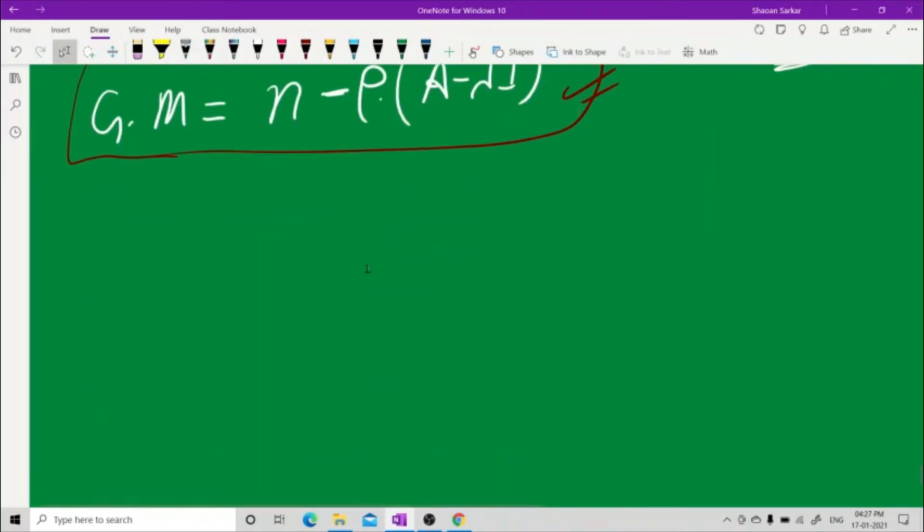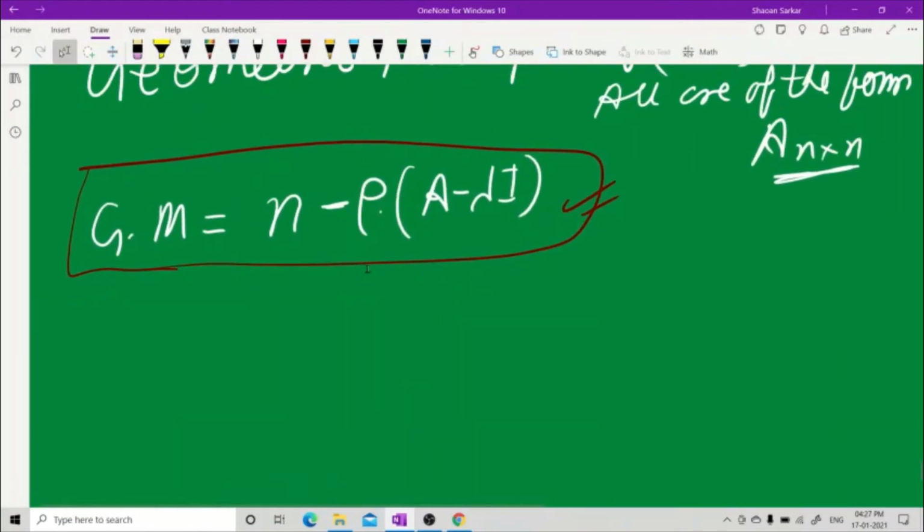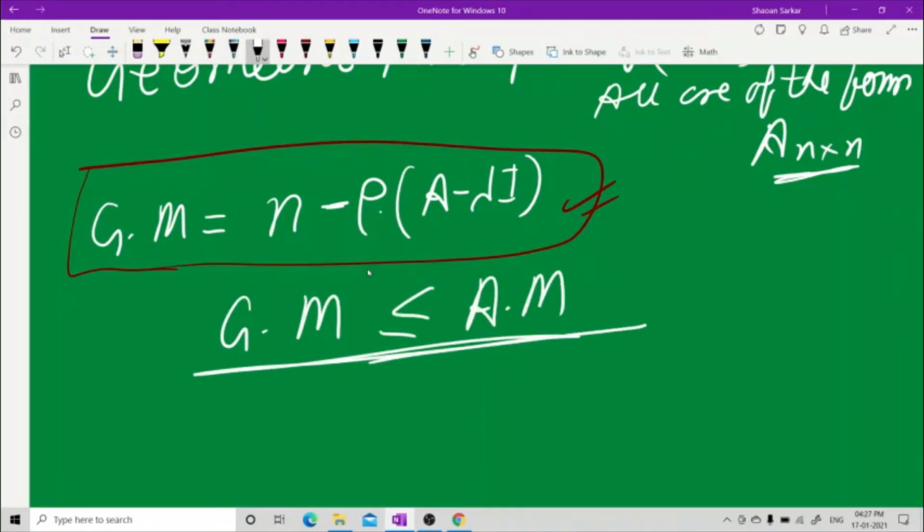Now, let us see a case situation. One important concept is here. Geometric multiplicity is always less than or equal to algebraic multiplicity. This is a known fact. You cannot change it anyway. Now, what is the algebraic multiplicity and what is the geometric multiplicity?